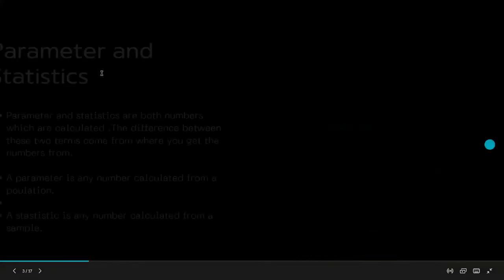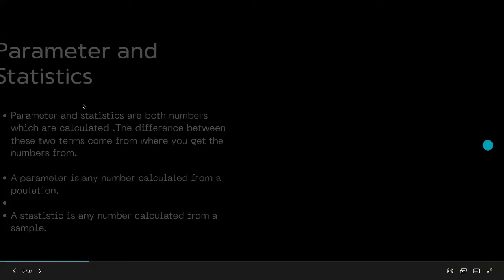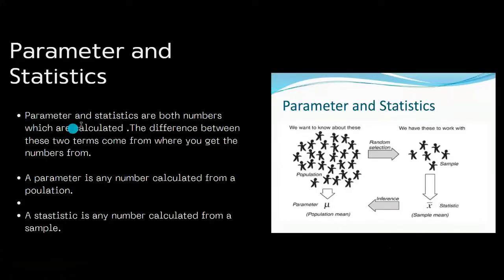On our next slide, we have measured some parameters and statistics. Parameter and statistic are both numbers which are calculated. The difference between these two terms comes from where we get the numbers from. A parameter is a number calculated from the population. A statistic is a number calculated from a sample.